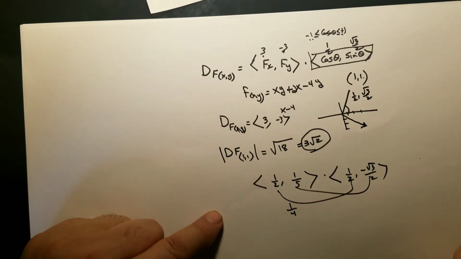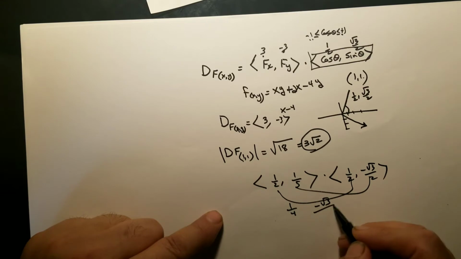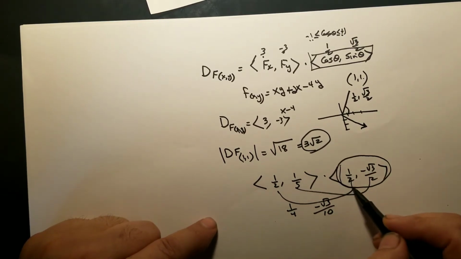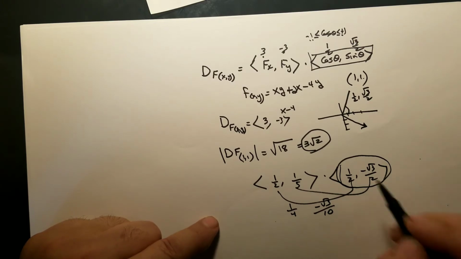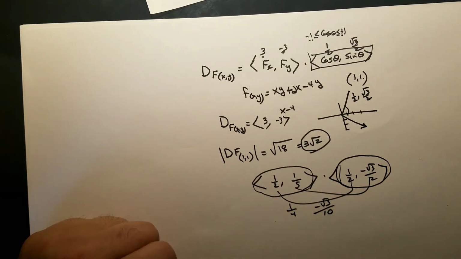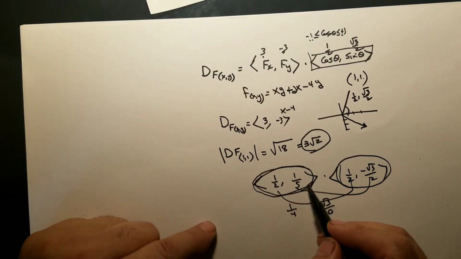Multiply this by that one, that becomes negative radical 3 over 10. Therefore, this cosine theta, sine theta is one of the reasons that it reduces the magnitude of that vector, or reduces the directional derivative.